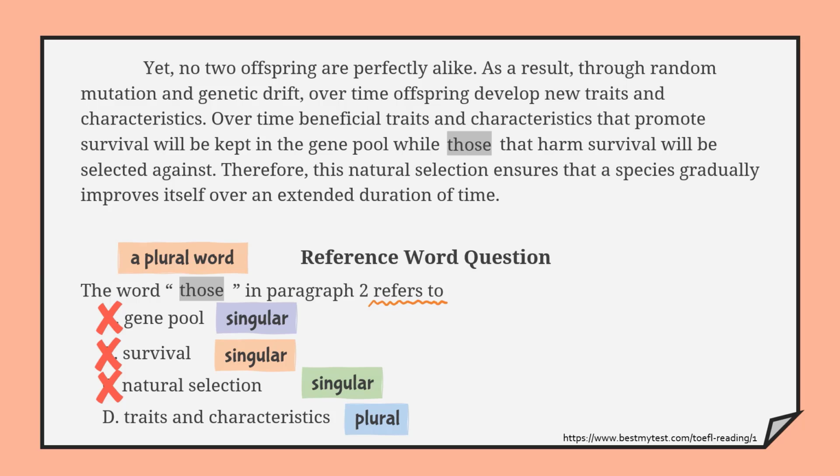You can figure out this question without even reading the passage. However, I still suggest putting the answer into the passage to double check. The previous sentence is about beneficial traits and characteristics will be kept in the gene pool, while the next sentence is about traits and characteristics will be selected against. The difference is that the first beneficial traits and characteristics promote survival, and the second harm survival. So D is the correct answer.